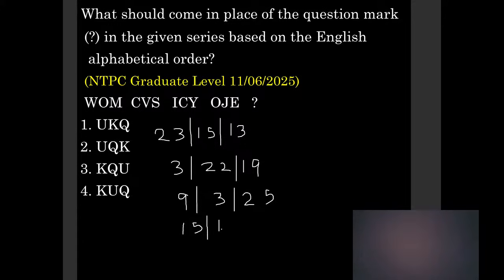J value is equal to 10. Next, E value is equal to 5. Now we should find what comes next in the series. What comes next in the series?